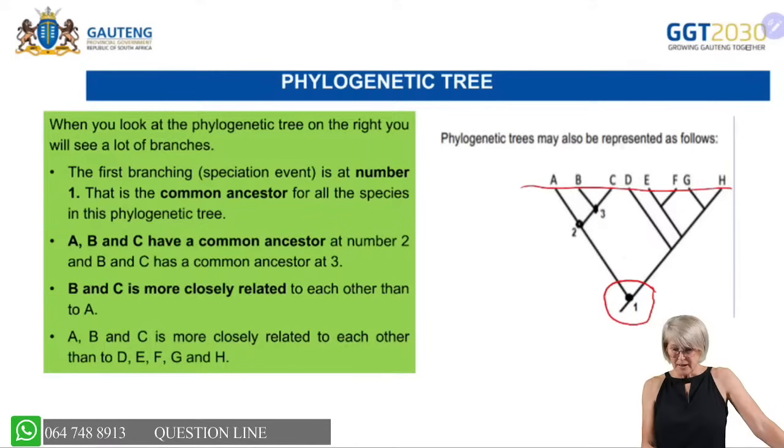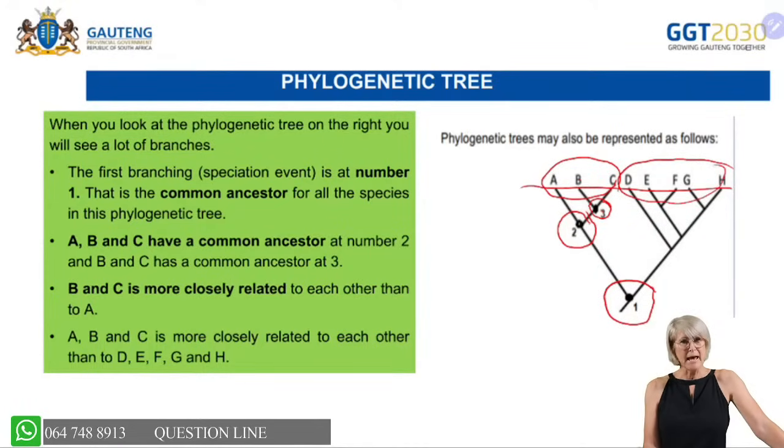Then we have a look further up. We can see over here at number 2, this is the common ancestor of these 3 organisms. Okay, and here again there was another speciation event, so number 3 then would be the common ancestor of B and C. So this is the way in which you would interpret a phylogenetic tree. And we can see here that these organisms on this side are not as closely related to the organisms on this side because the speciation occurred right back here. Okay.